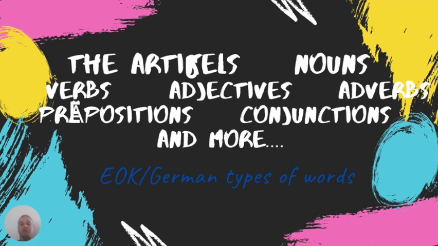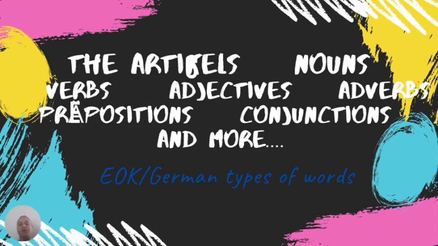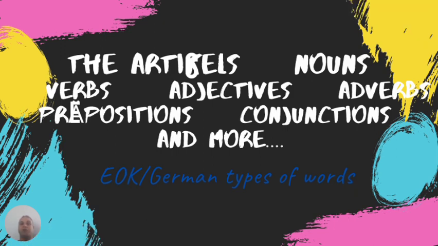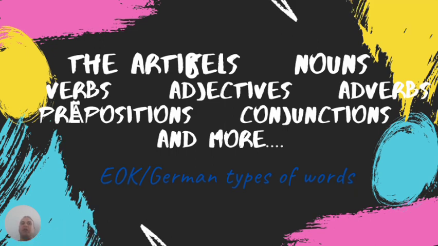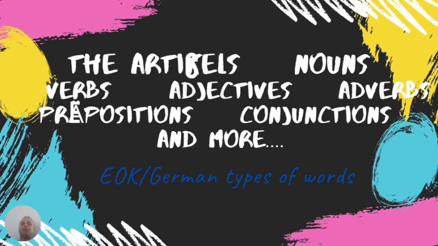And generally speaking, as you can see here, I have a list of some types of words that we can use within the German sentence. As you can hear, the articles, nouns, verbs, adjectives, adverbs, prepositions, conjunctions, and more. I cannot pretend that I will give more details about this topic, but I will just explain it briefly in 7 or 8 minutes, in order to make it easier for the German learner.